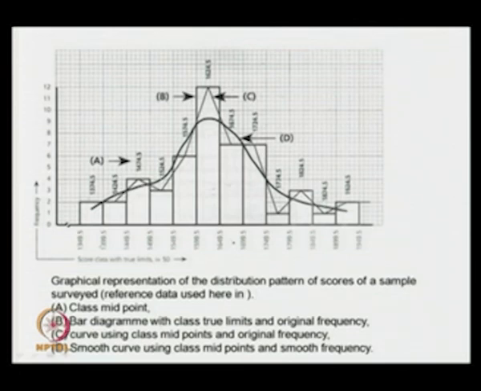The bar diagram with class true limits and original frequency is the B, this structure. These blocks are the bar diagram with true class intervals. This is the C curve, the curve using class midpoints and original frequency, and this is the D curve, a smooth curve using class midpoints and smoothened frequency.